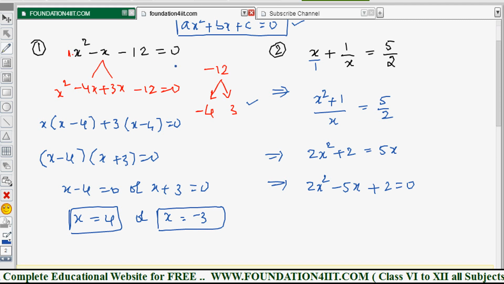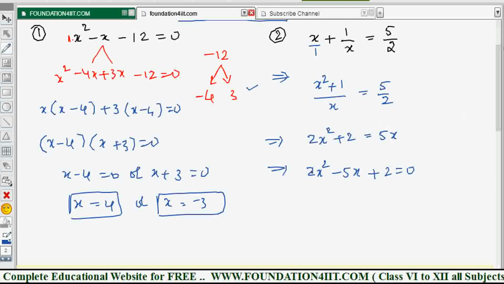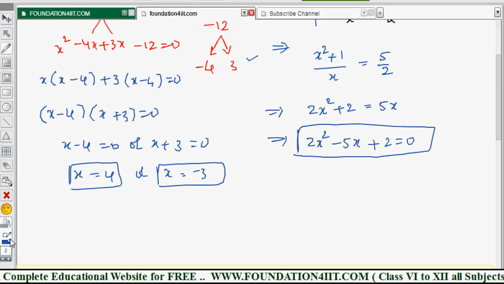Right? Now let me take another example. The second one we already converted into the standard form. Now this is the standard form. Now according to our method, what is that? We take the x square coefficient, which is 2, and the constant, which is 2. Both you multiply, that is 4.